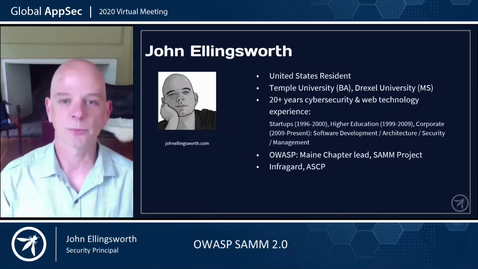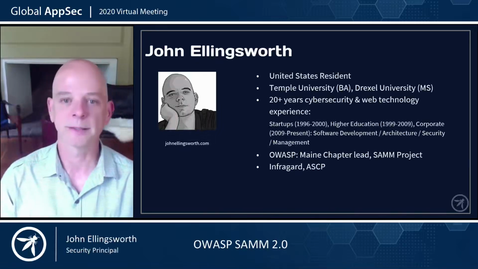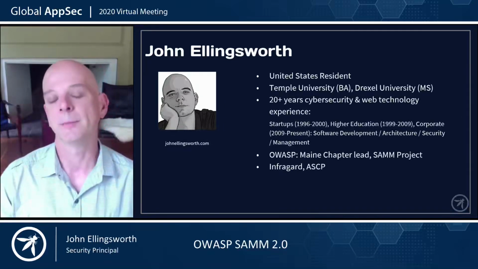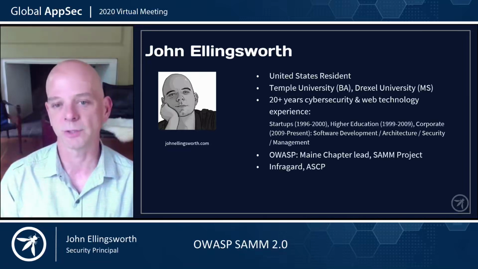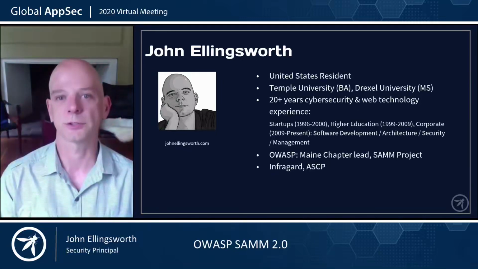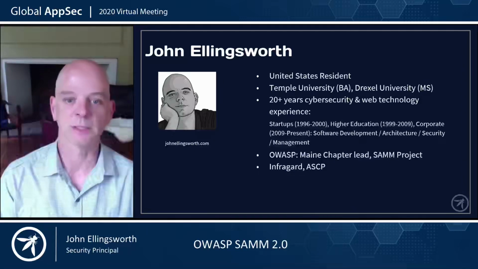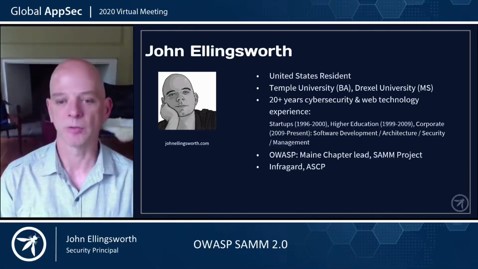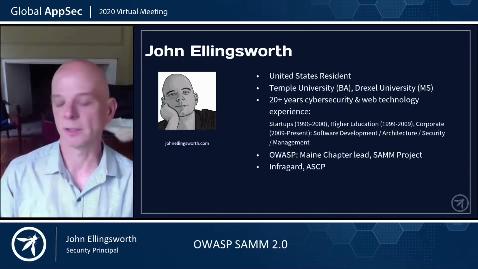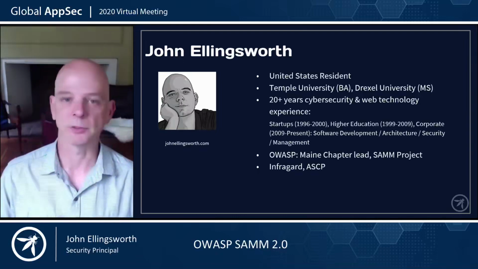For background, my name is John Ellingsworth. I live in the United States in the New England area. I attended a couple of universities, both in Philadelphia, actually. I've been involved with cybersecurity and web technology for over 20 years, working in startups. I've worked in higher education. I now work in the corporate world, doing software development, architecture, security, software development management. Currently, I'm a member of OWASP. I'm a chapter lead, and I'm also a member of the SAMM core project team. I'm also a member of InfraGard and ASCP, where I contribute occasionally doing talks and other presentations.